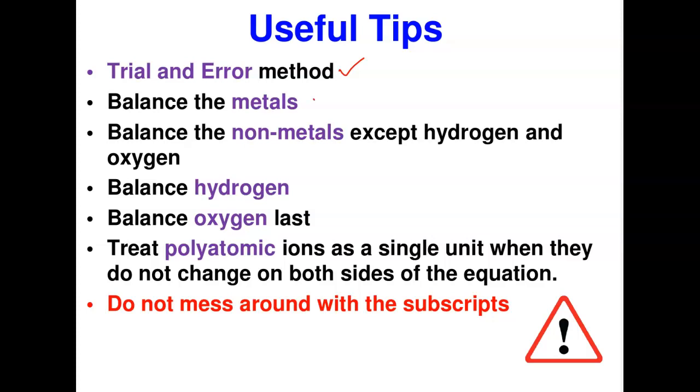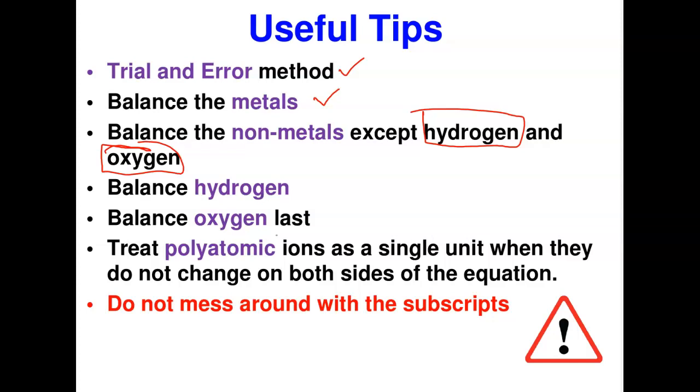Secondly, if you have metals, try to balance the metals first. Then you balance other non-metals except hydrogen and oxygen. You balance every other element except these, and then balance the hydrogen, and oxygen usually comes last.